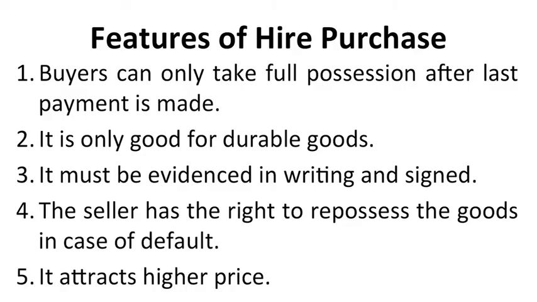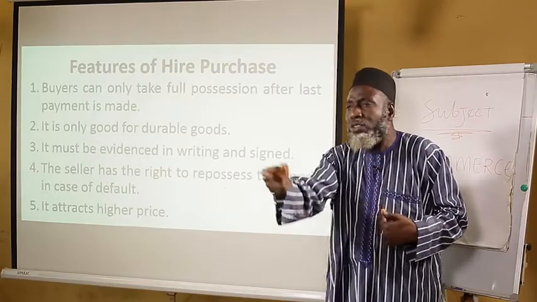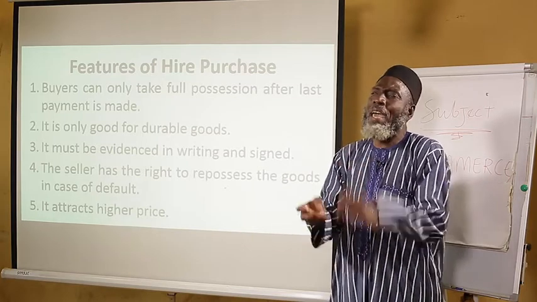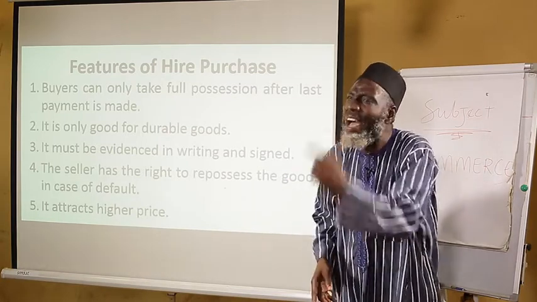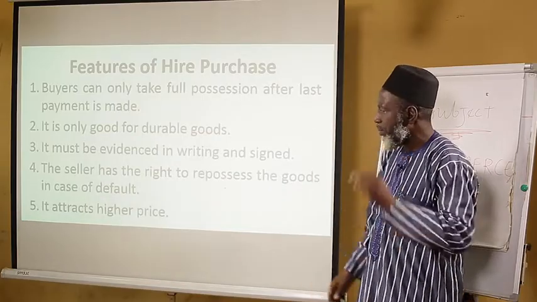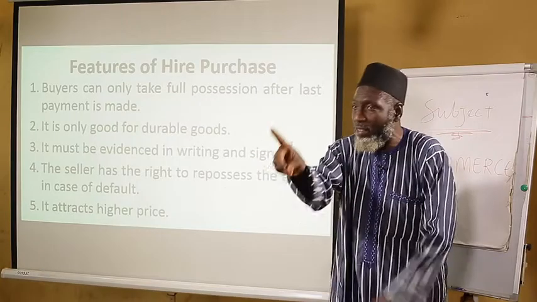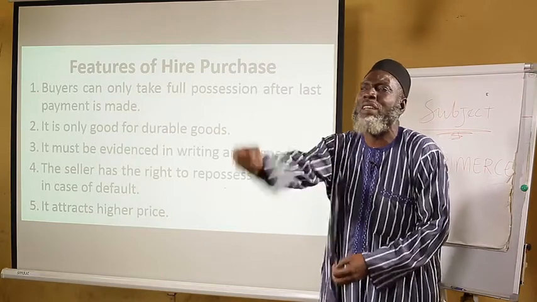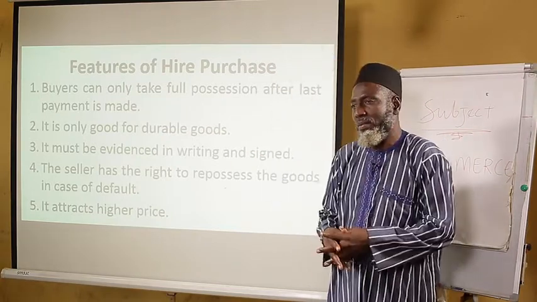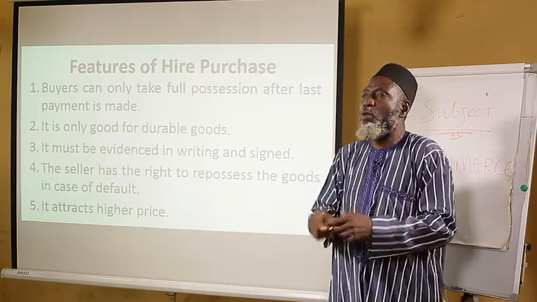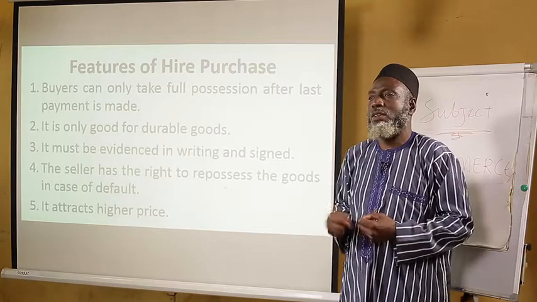Number 4, the seller has the right to repossess the goods in case of default, where the buyer defaults in terms of completing the payment. In terms of paying the last installment, the seller has the right to repossess the goods. Number 5, it attracts higher price. When goods are given on hire purchase basis, they normally attract a higher price compared to when you go to the market to buy with your money using cash.